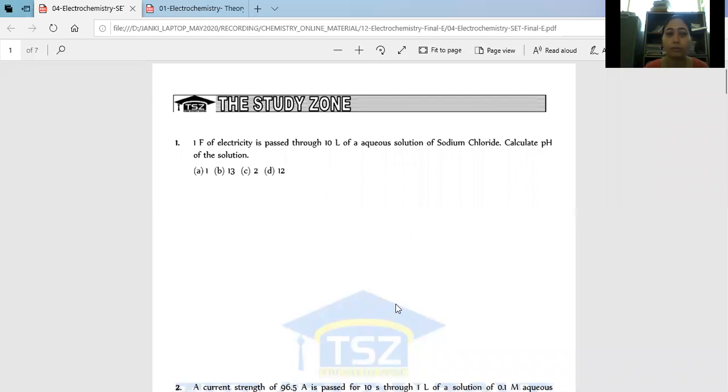Need to calculate the question with me. Pen, paper, keep everything together. Now let us start with the first question. First question.